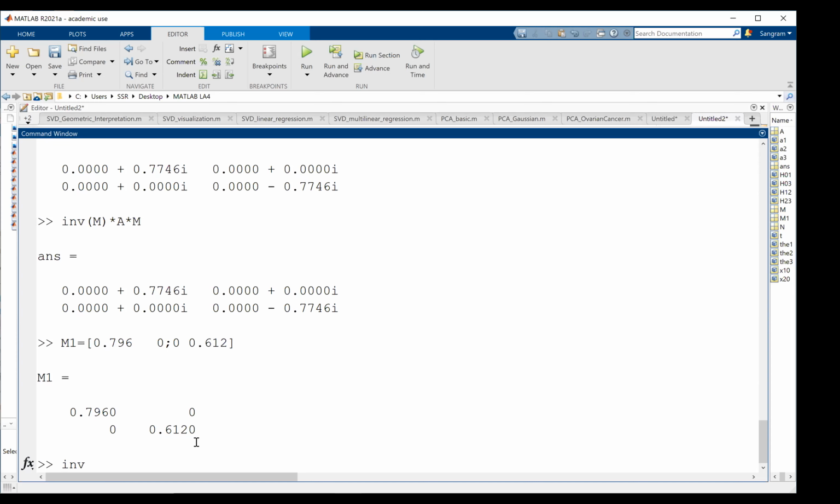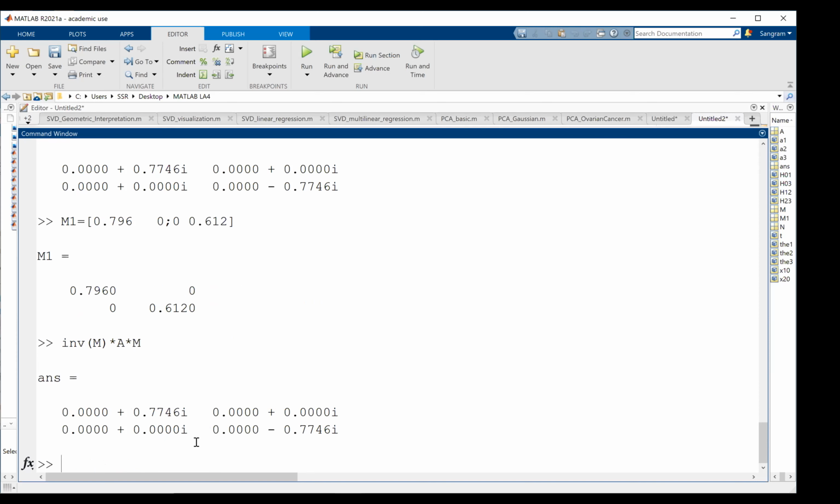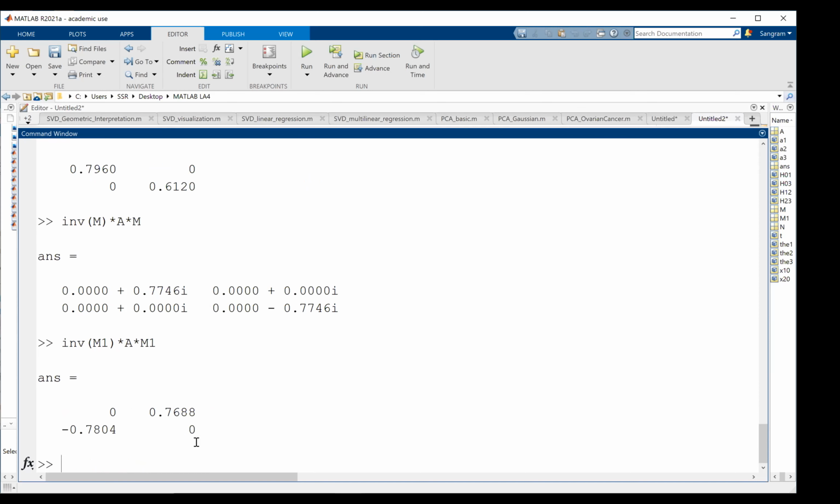Inverse M times A times M. Oh, my bad. M1. So yeah, M1. Can you see what happened? I'll explain this to you. Probably you see something magical is happening, but may not be able to pinpoint exactly what is going on.